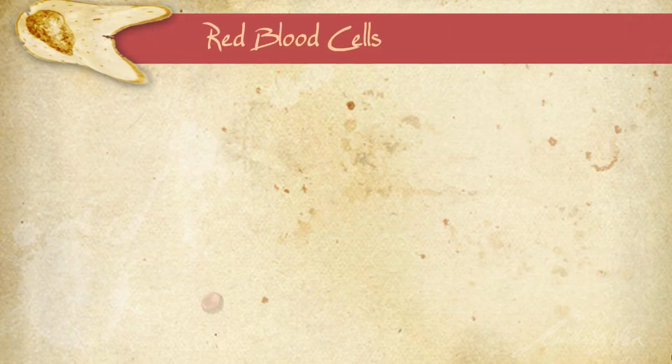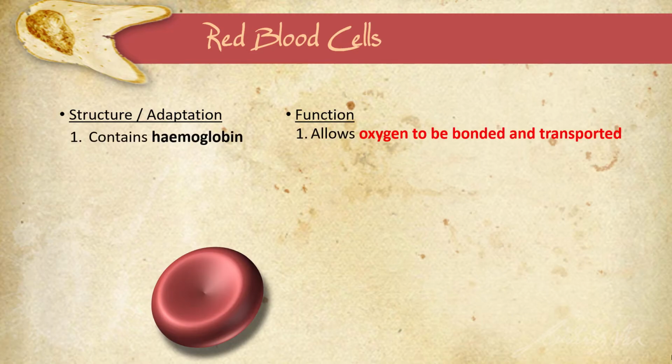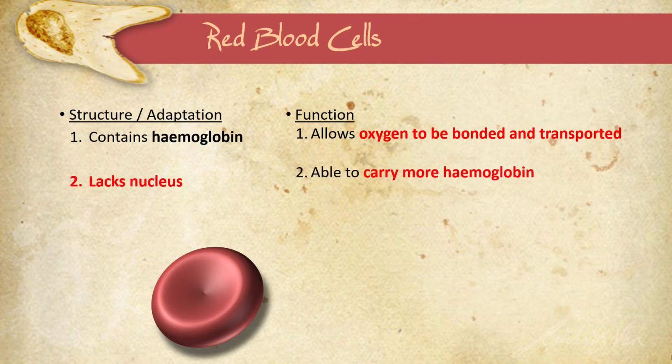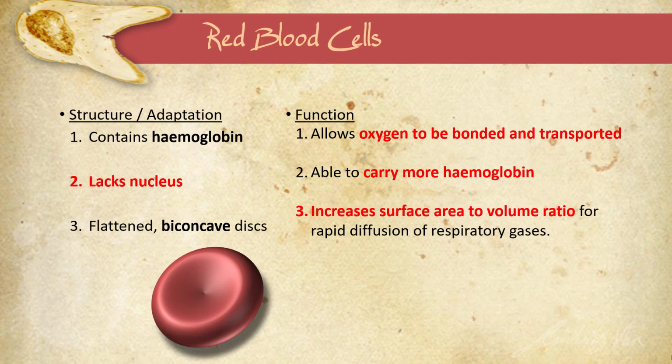So first off, we have our red blood cell, and the first feature is red blood cell contain hemoglobin. Oxygen likes to bind to hemoglobin, so this will allow them to transport the oxygen around the body. As you can see, the red blood cells lack a nucleus. This will allow them to carry more hemoglobin.